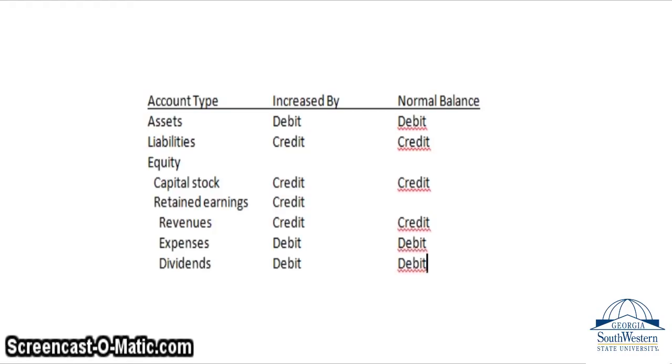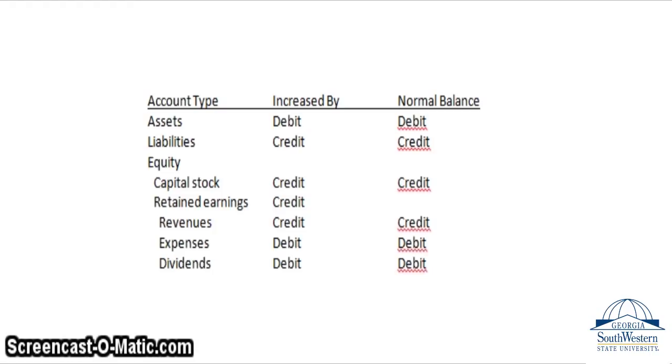Liabilities are increased by credits. So if I said, oh well, I've got an accounts payable and I credited it, that means I increased it. The opposite would decrease it. So if I credited cash, I would have decreased cash. If I had debited accounts payable, I would have decreased accounts payable.